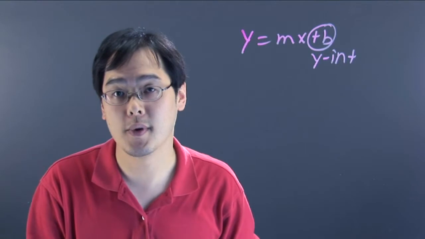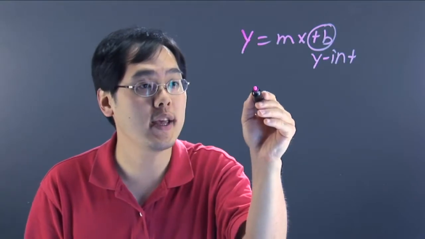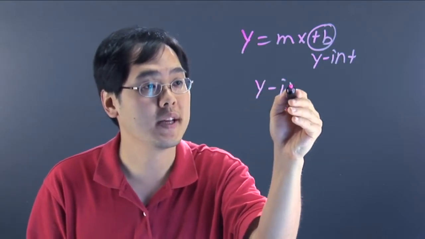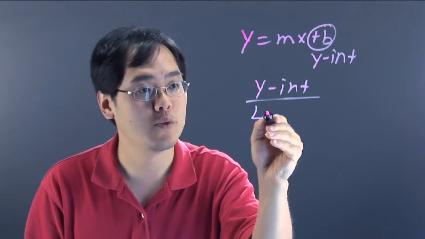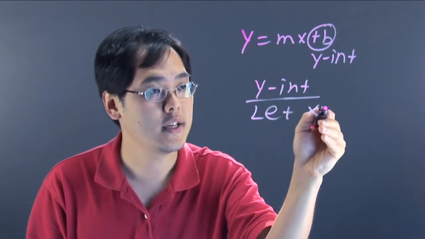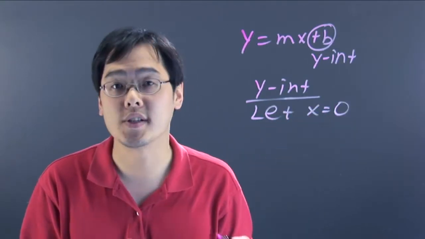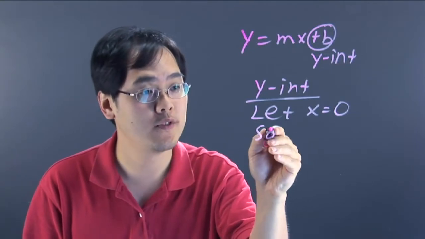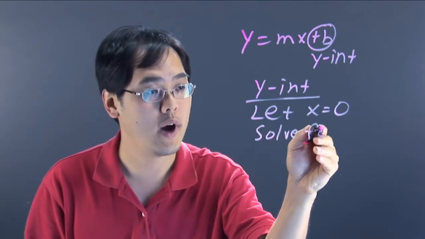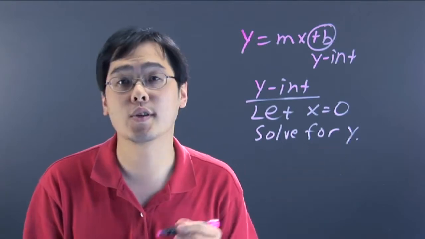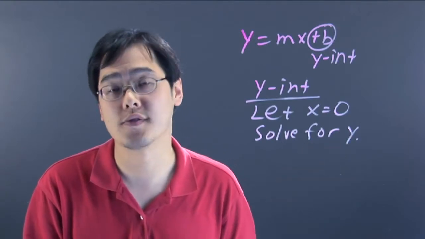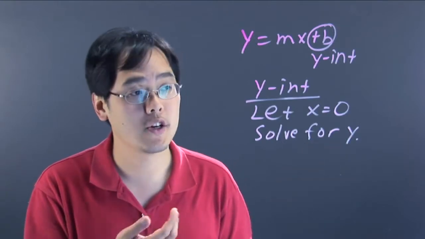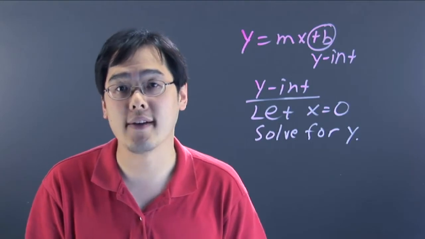whether it be a curve or some other graph, then the surefire way to find the y-intercept is simply you let x equal 0, so plug in 0 for x, and then solve for y. Now you can do this for all functions, lines, curves, what have you, but basically, as long as you let x equal 0 and you solve for y, you'll have your y-intercept.